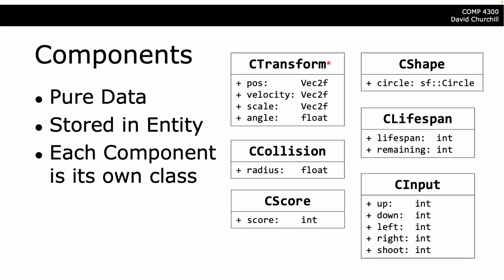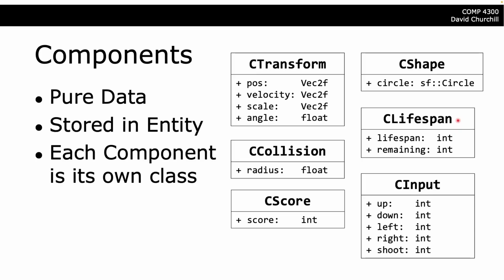So for example here, we're going to have our transform, which stores the position, the velocity, the scale, and the angle of each of our entities. We're going to have a shape component, and that's just going to store the SFML circle shape that we're using to draw to the screen. We're going to have a collision component, and that's going to store the collision radius that we're actually using to detect collisions. We're going to have a score component, so I have a little formula for the score in the README file, but whenever you kill an enemy, its score component is going to be added to your total score and then drawn on the screen.